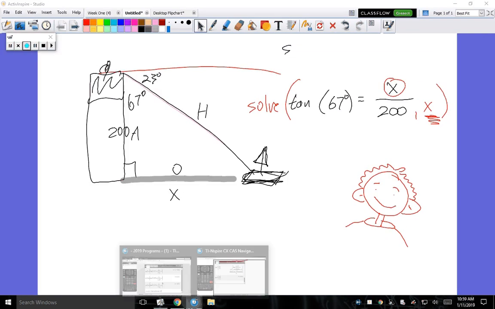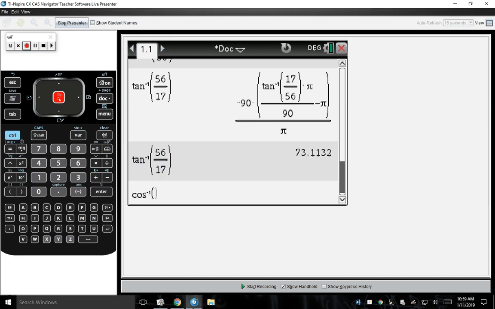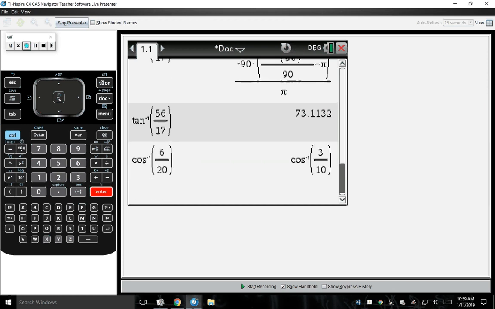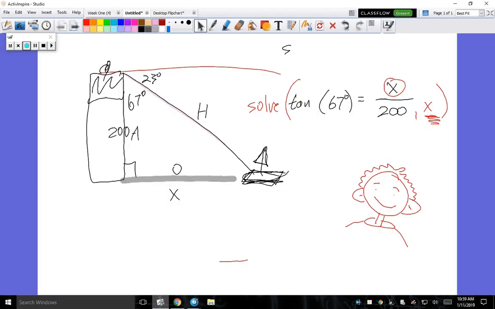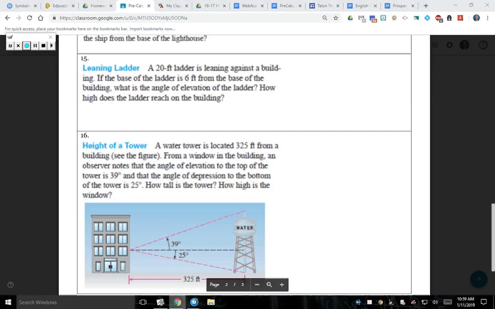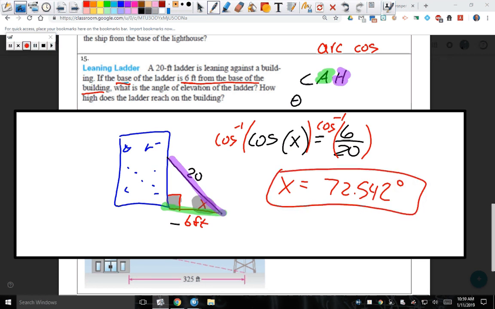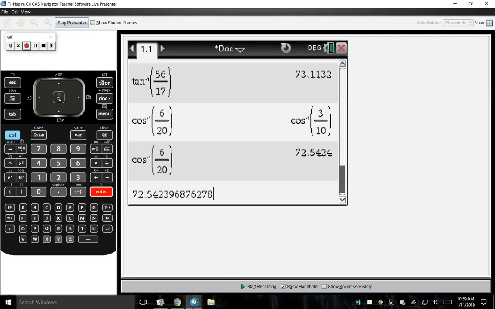Here we go. So, yeah, keep going. So Sydney's doing it for us. The arc cosine, control divide 6 over 20. Oh, control enter, 72.542. Okay, 72.542 degrees. Cool. Was Sydney in degree mode? I just want to make sure, because yes, she was. Okay, cool.